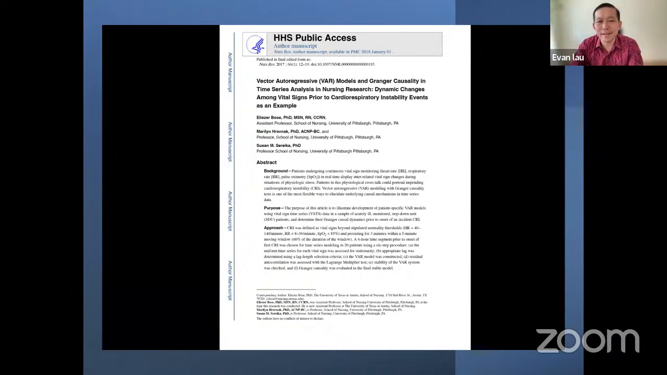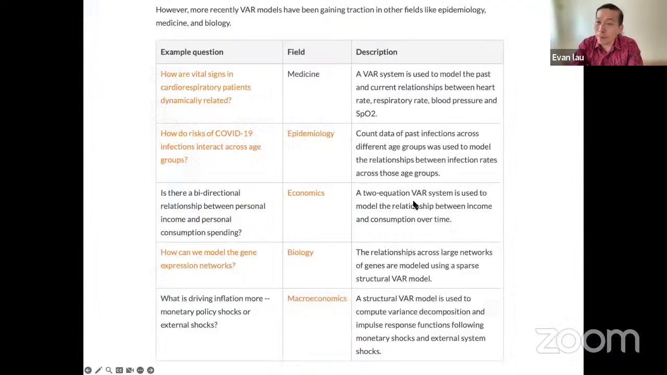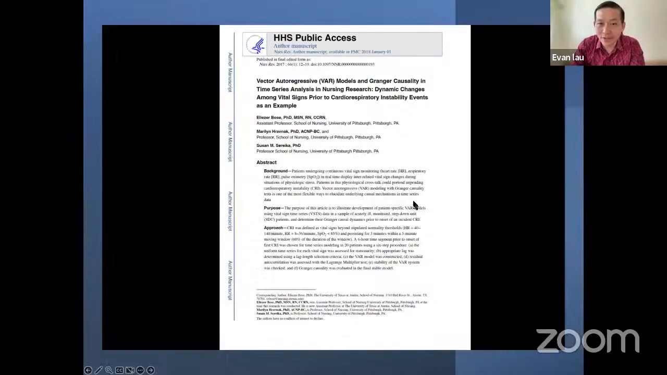They use VAR, vector autoregressive. I have the full paper. If you're interested to read, of course, it's all in my folder that I'm going to share with you. So this is rather interesting.